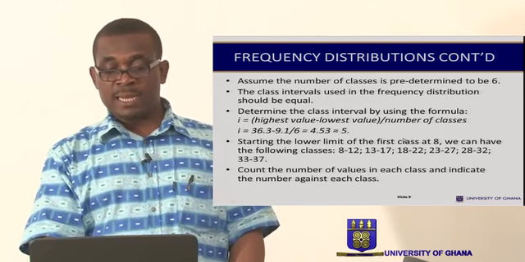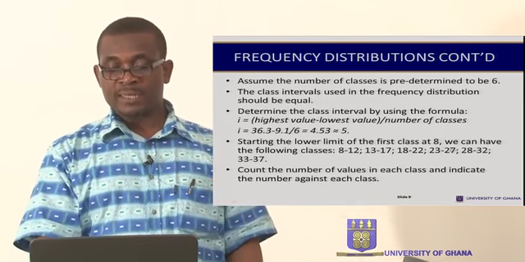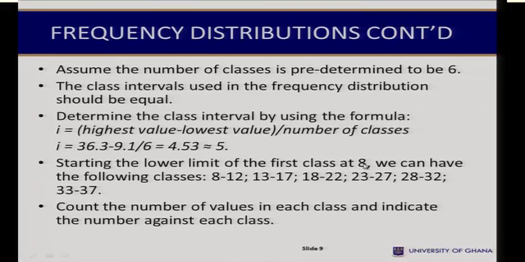So let's say that given the data we have, we are starting with a lower limit of 8. We can generate the following classes, 8 to 12. And you see that it includes 5 values: 8 itself, 9, 10, 11, and 12. That's because we have the interval as 5. We can do similarly for the rest of the classes: 13 to 17, 18 to 22, 23 to 27, 28 to 32, and then 33 to 37.